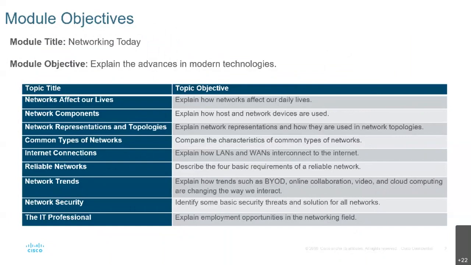Topologies are important because every lab that you do every week, we will give you instructions based on a diagram, which is a topology consisting of a network. You have to simulate that using a specific software known as Packet Tracer. We will look at some of the common types of networks. What is an internet connection? What are the requirements for a reliable network? Some of the trends like BYOD, bring your own device. We'll look at the most important component of networks, which is security, and some of the professional certifications. So let's start.